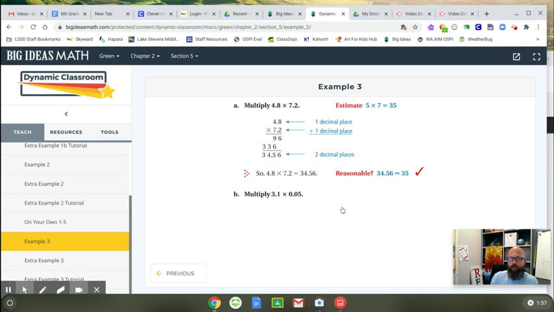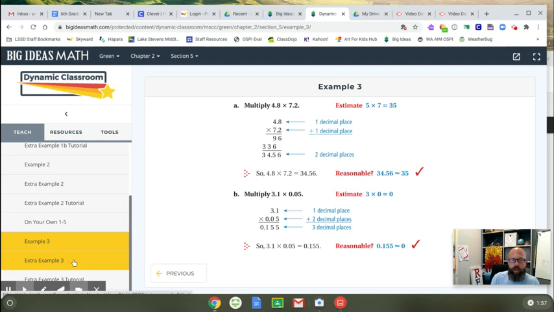3.1 times 0.05. Estimate, it's around 0, because anything times 0 is 0, but it's not going to be exactly 0. So we have 3.1 that has 1 decimal place. 0.05 has 2 decimal places. So that's a total of 3. So once you multiply 5 times 1, 5 times 3, 0 times 1, 0, 0, 0, you end up with 155 in there, and you go 1, 2, 3 places over because up here you had 1, 2, 3 places total. And so you just count those up and put them into your answer at the bottom, and you are all done. Not too bad.